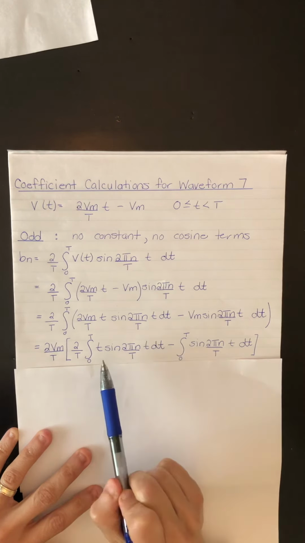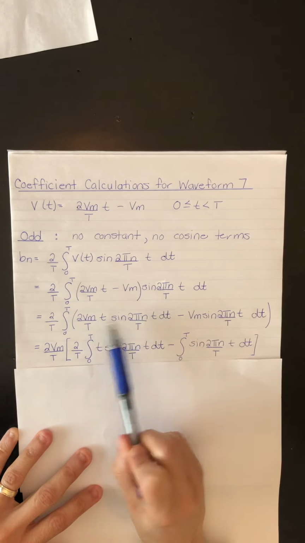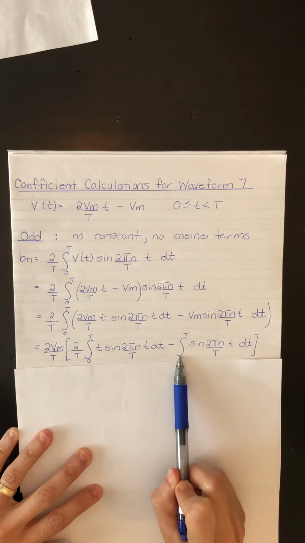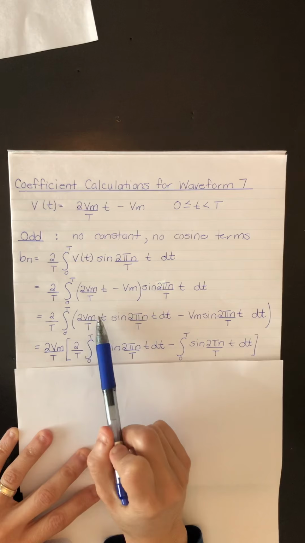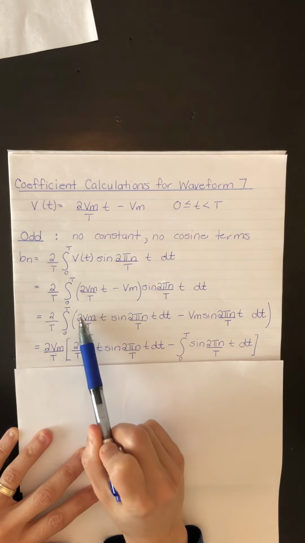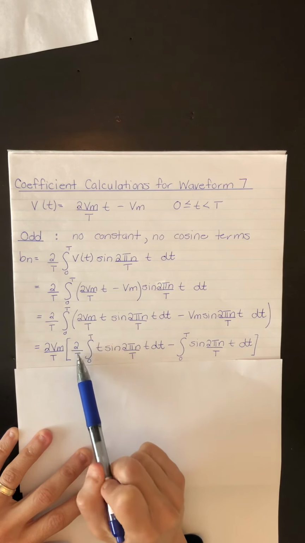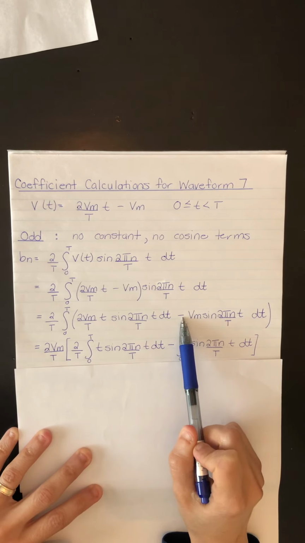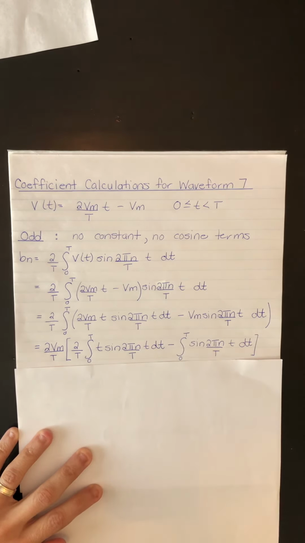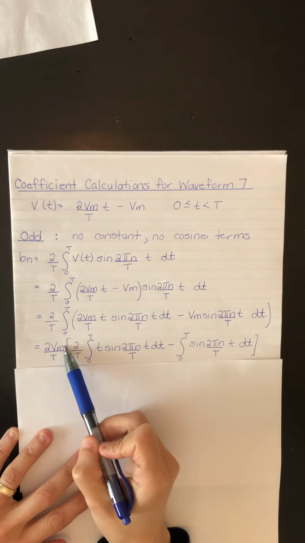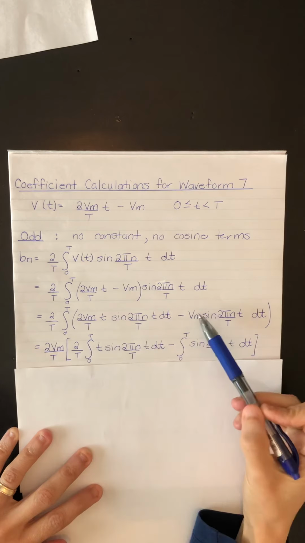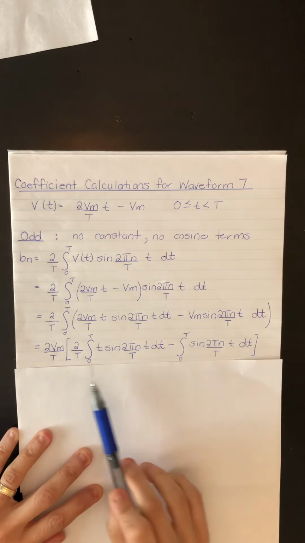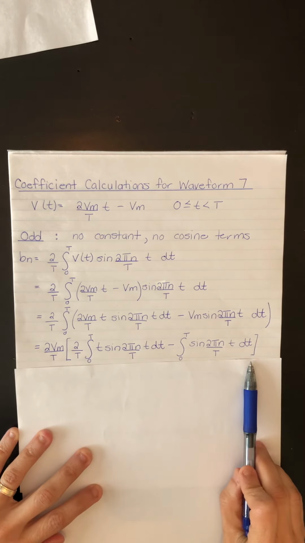I've also indicated that this will be two separate integrals. The 2 over T here, I've now put in front of the integral sign. Similarly, the subtraction sign here is now in front of the integral sign. Okay, so when the Vmax is placed out front, of course, it is now gone from these two positions. So we end up with this.